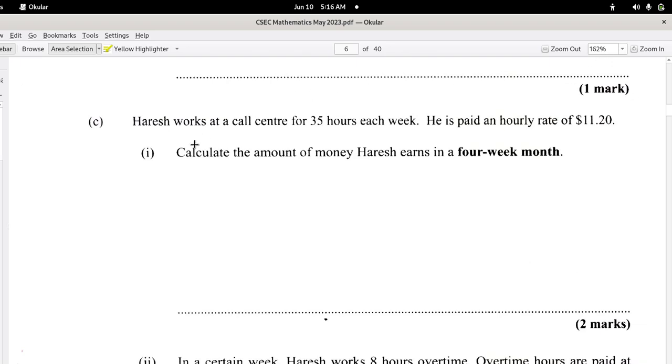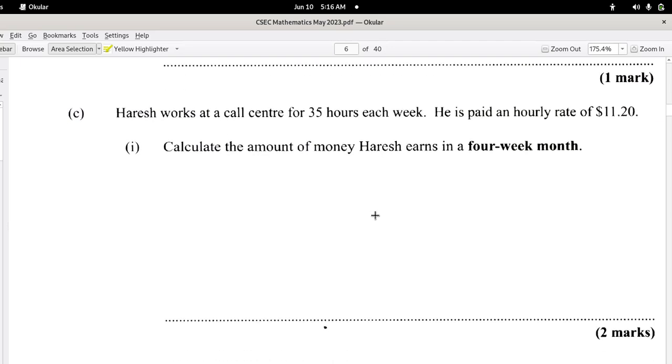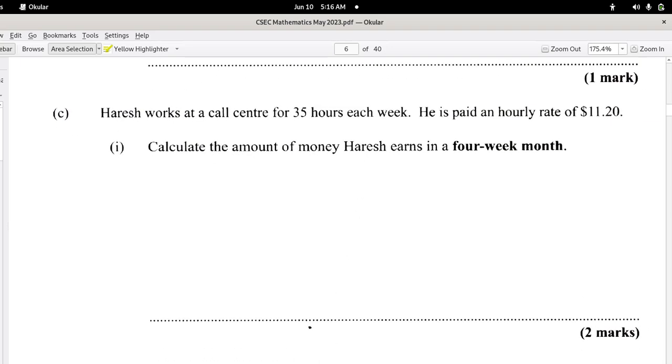Now, let us look at part C of the question. How do you pronounce this name now? Harish. Alright? Harish works at a call center for 35 hours each week. He is paid at an hourly rate of $11.20. Calculate the amount of money Harish earns in a 4-week month.